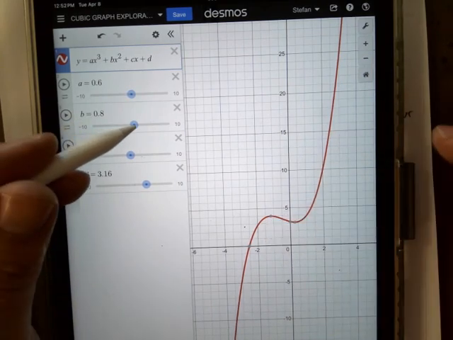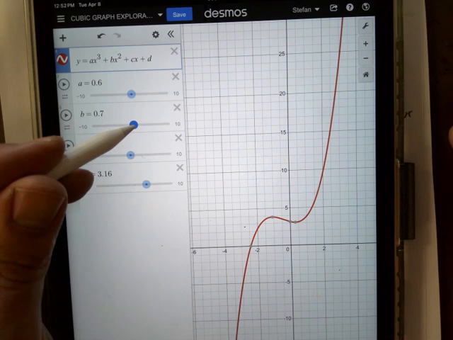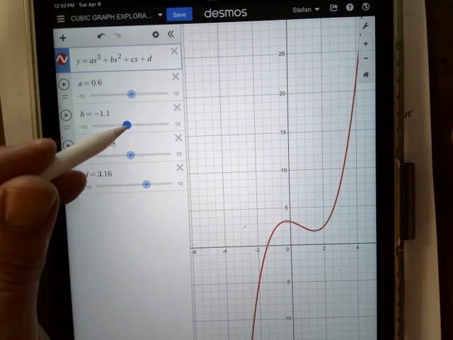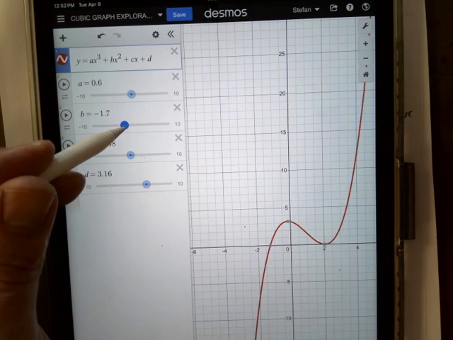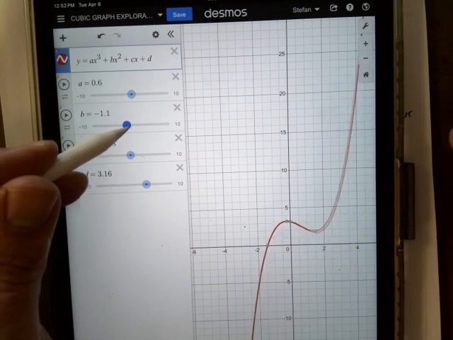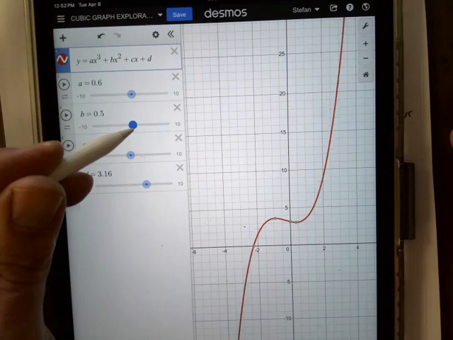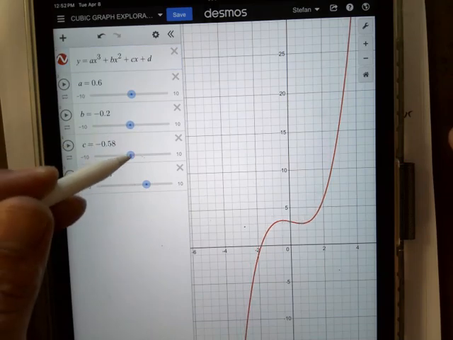So watch this bend here. B will affect it, right? It can make it very pronounced or hardly noticeable, okay? As well as the C value.